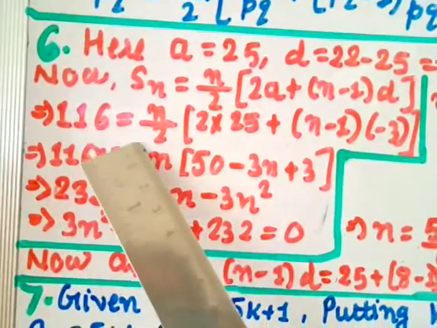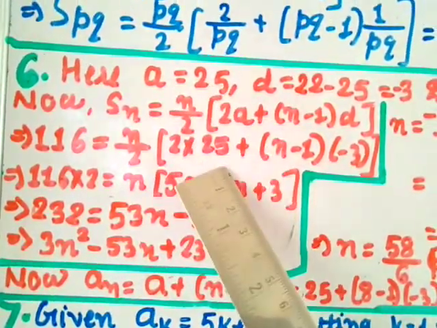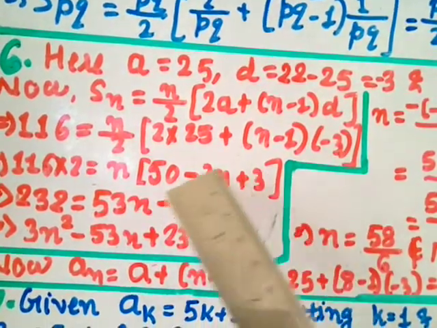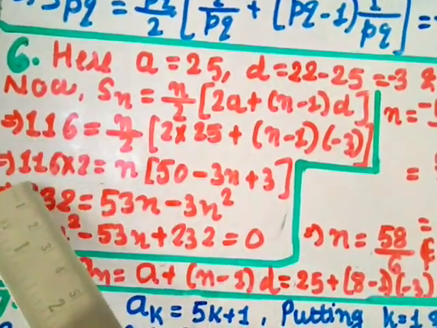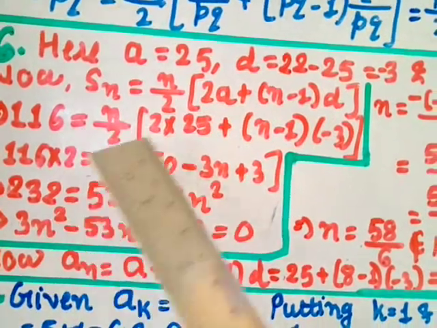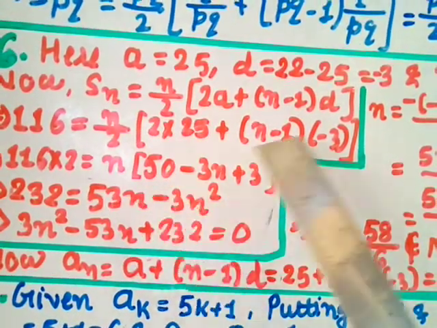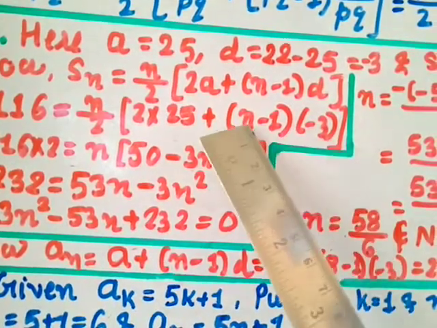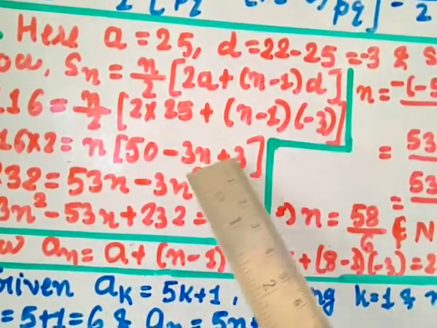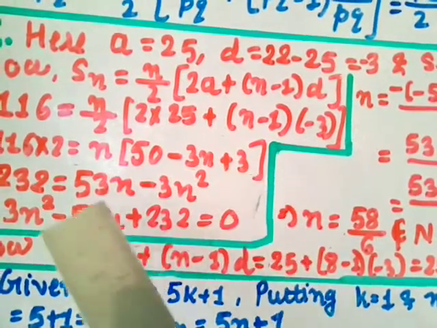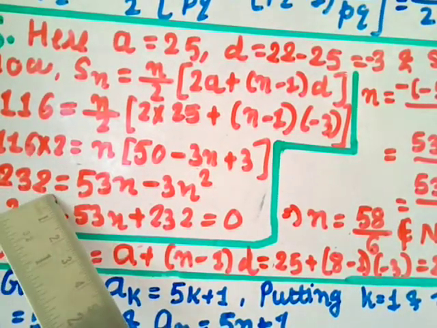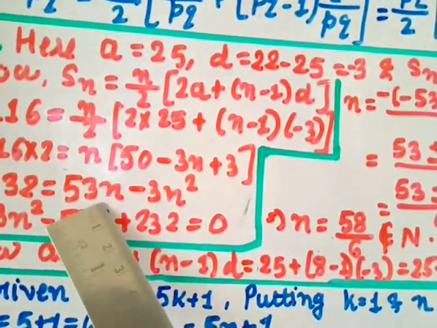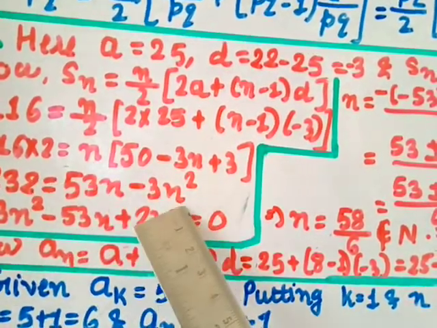So we put 116 equal to n by 2 into 2, the a value is 25, plus (n minus 1) as it is, and the d value we found as minus 3. Okay. Now this 2 I transfer over here and multiply with 116, so 232 equals n into (2 into 25 is 50 minus 3 into n minus 1, so minus 3n plus 3 into 1 is 3). Now this product is 232 equal to 50 plus 3 is 53, multiplied with n, so 53n minus 3n into n is 3n square.